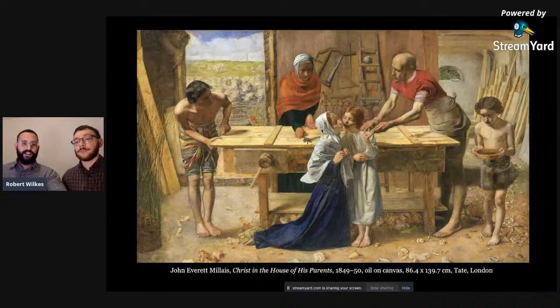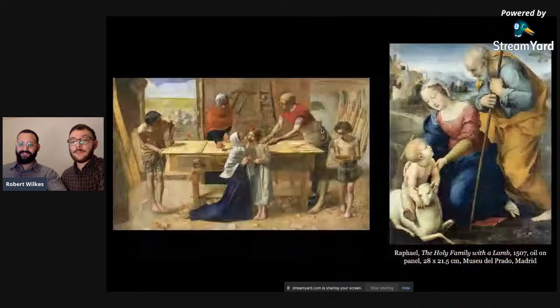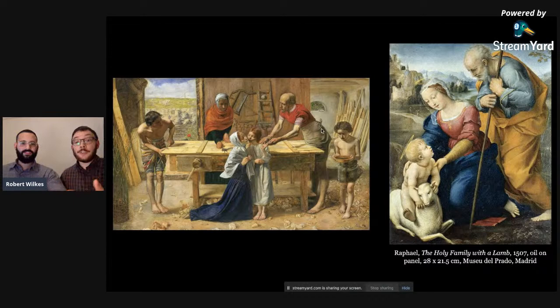This is the kind of image on the right that artists of the past might normally have depicted the Holy Family.